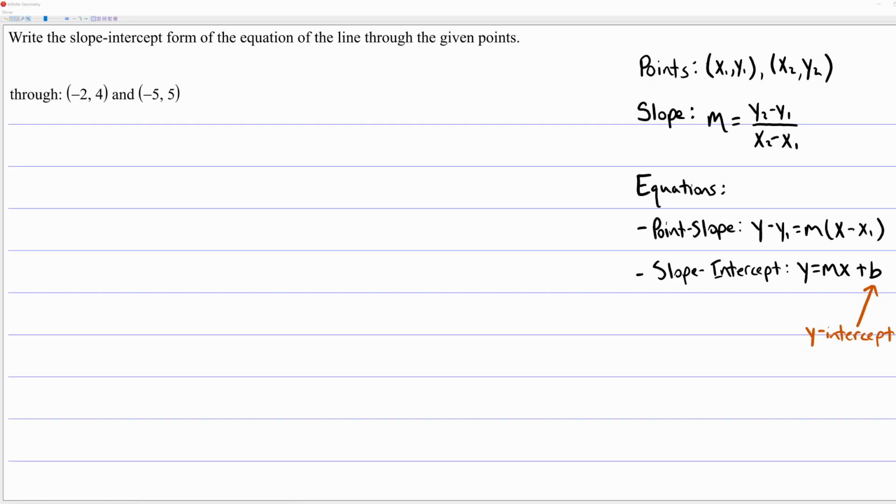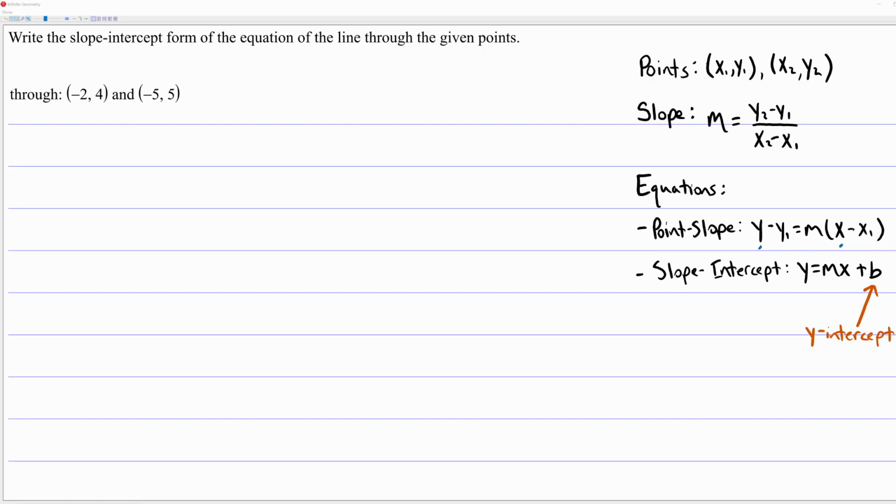And I'll just point out here, in point slope form, y and x are variables, and those stay variables. x1, y1, those are coordinates of a point. And then finally, slope-intercept form is when you solve for y. We typically say y equals mx plus b, and the number b turns out to be special. That's the point where the line crosses the y-axis. So that's the y-intercept.